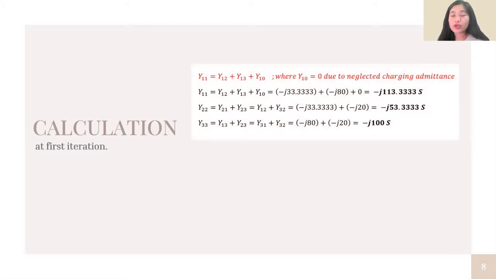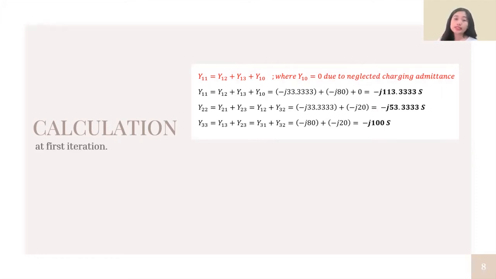So basically, if you compute for that, we will arrive at an answer of negative j113.33333. Now, the same goes for our y22 and y33. All of the admittances connected to our bus 2, we sum them up, and that will be the value of our y22. And as for y33, all of the admittances connected to our bus 3, the sum of that would be the value of our y33.